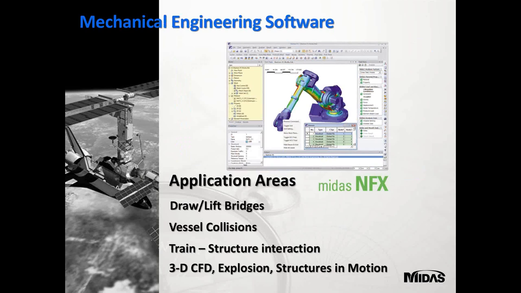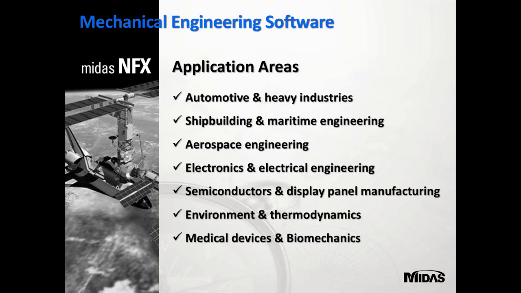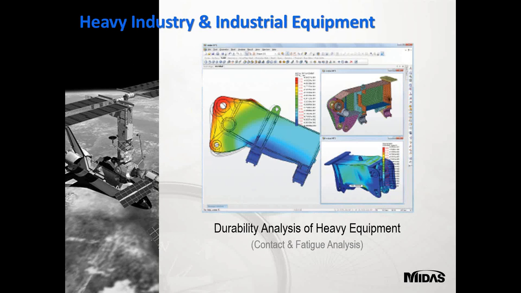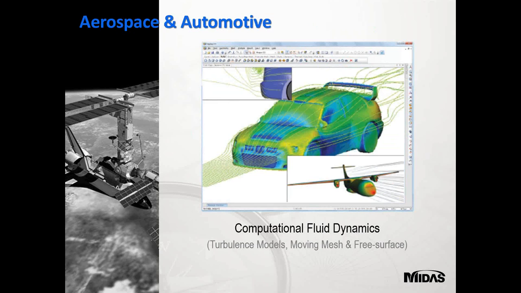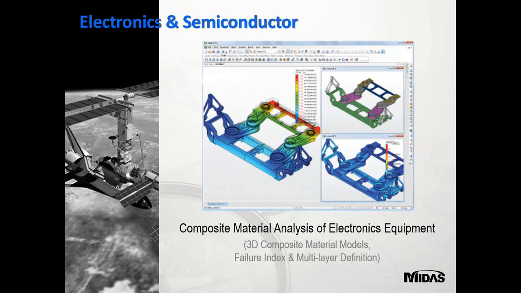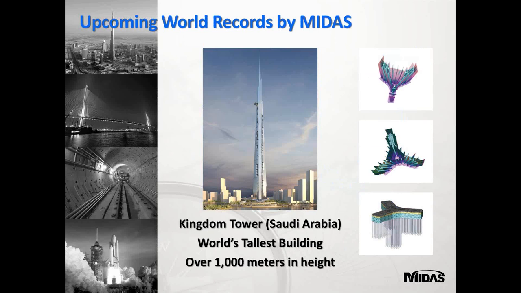And finally a few brief words about mechanical software. This is Midas NFX. This goes to the full explicit solver with all the motion analysis for fully checking any type of mechanical engineering. You can look into automotive and heavy industries, shipping, maritime, aerospace, different electronics and electrical engineering, semiconductors and so on. The software can look into durability analysis of heavy equipment, whether it be stress analysis, motion analysis, computational fluid dynamics, all of this can be covered. It also deals with composite materials, so all of our products deal with all types of materials. They are not targeted at a given material like steel or concrete or anything like this. They cover any type, any range of materials that you need to deal with.